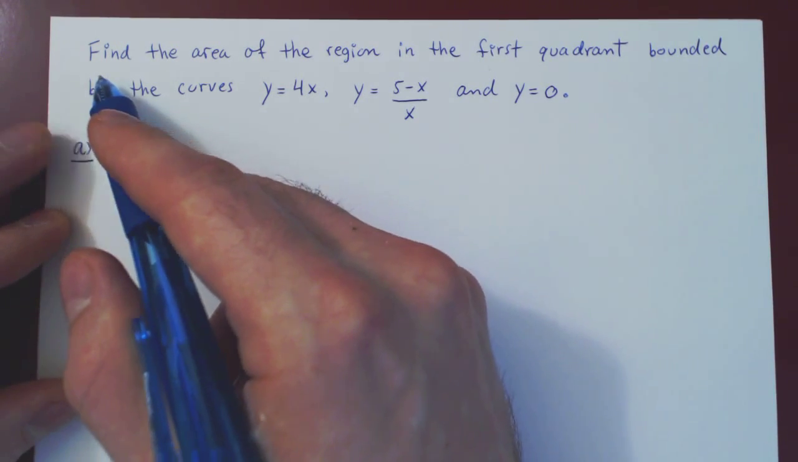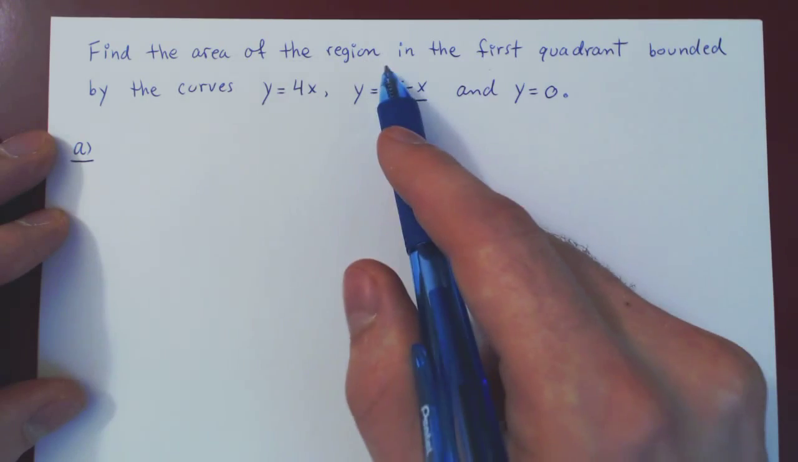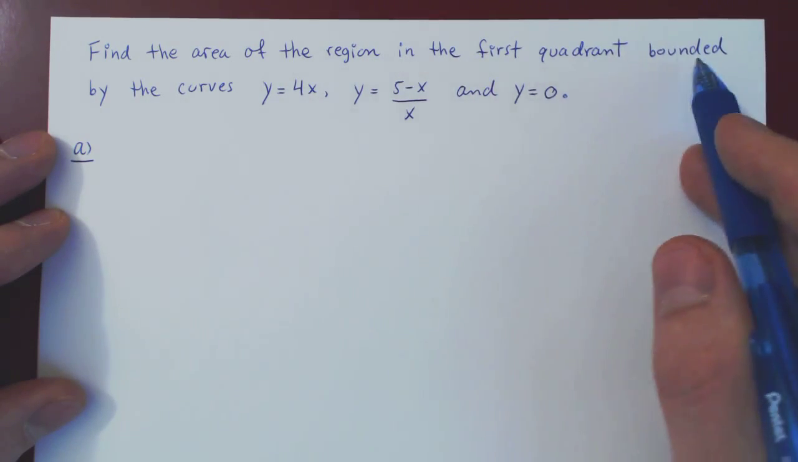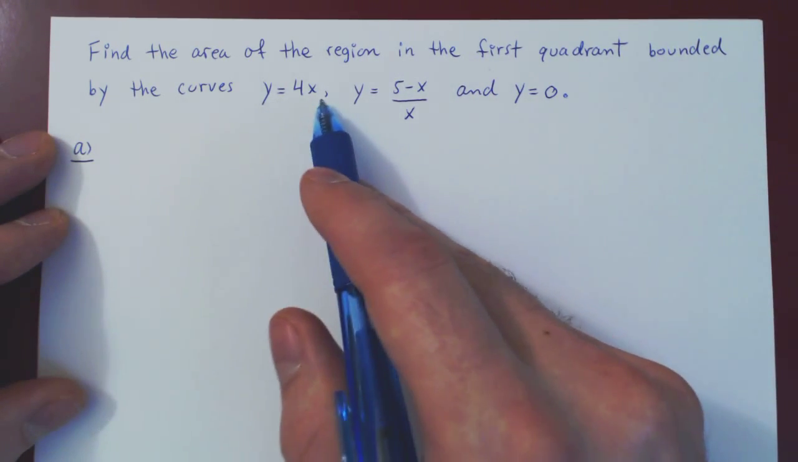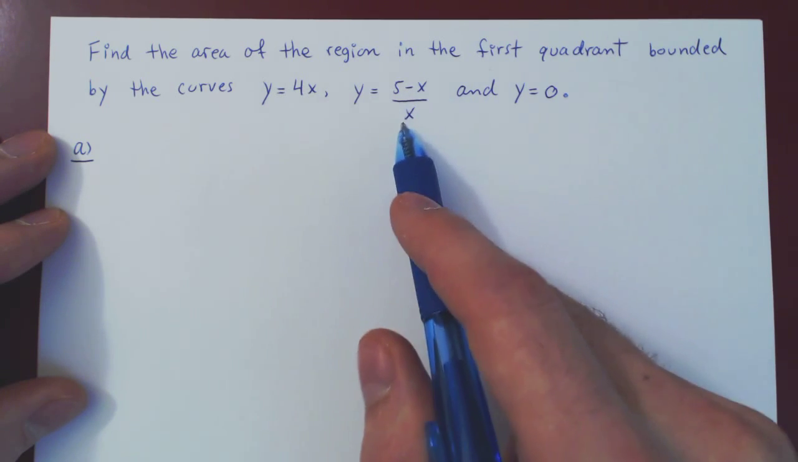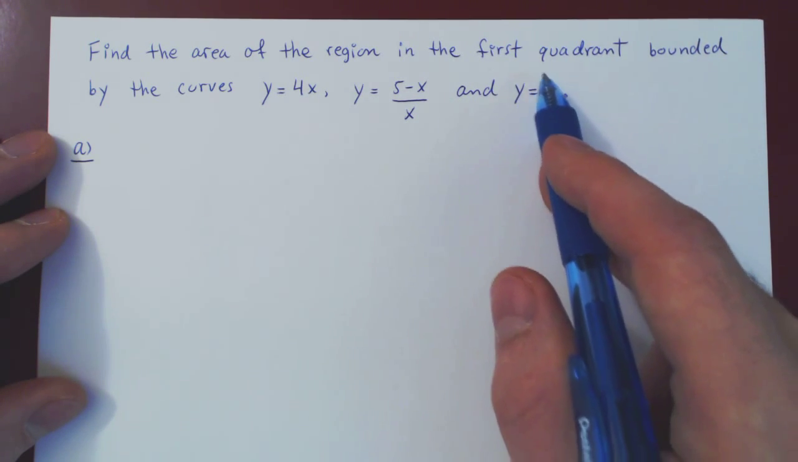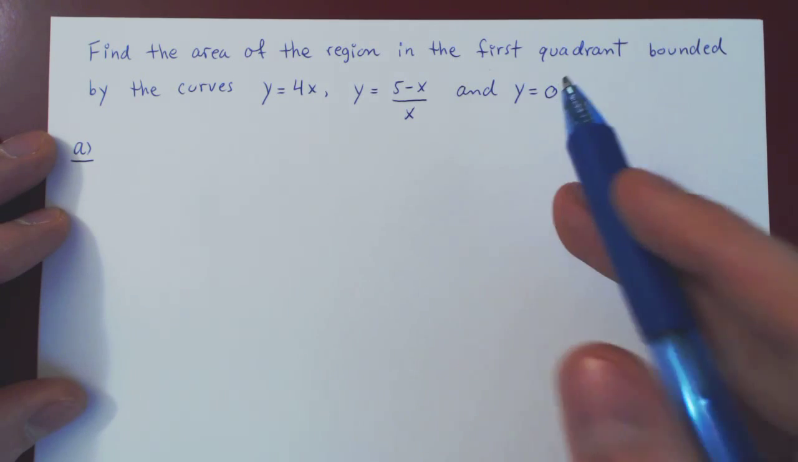Okay, so here's the problem. We want to find the area of the region in the first quadrant bounded by the curves y equals 4x, y equals (5 minus x) over x, and y equals 0. And this is just the x-axis.